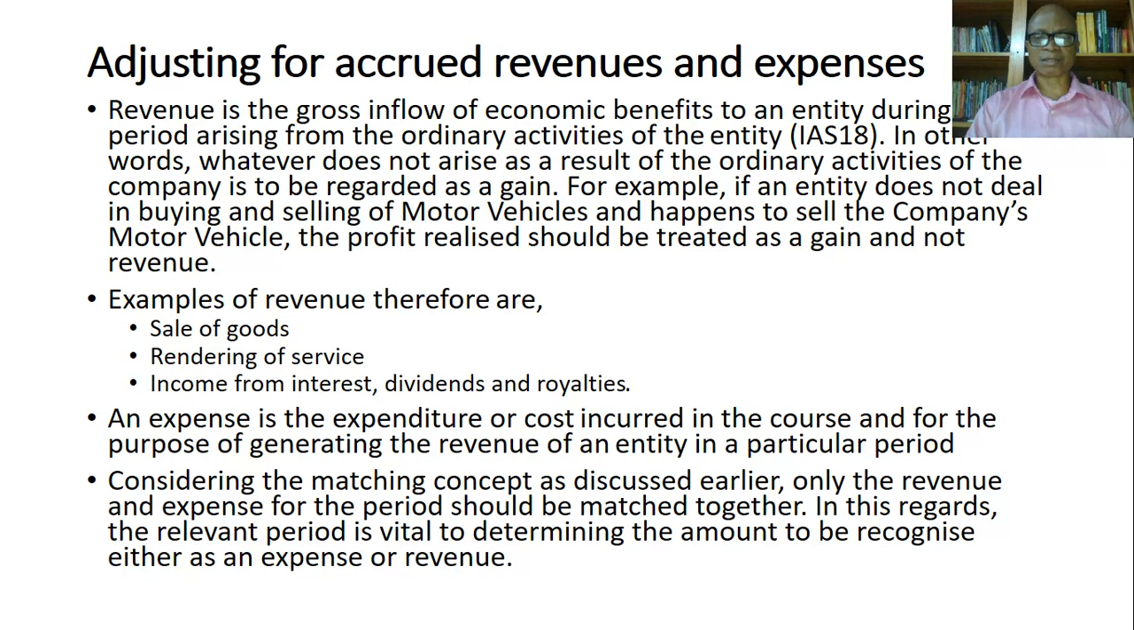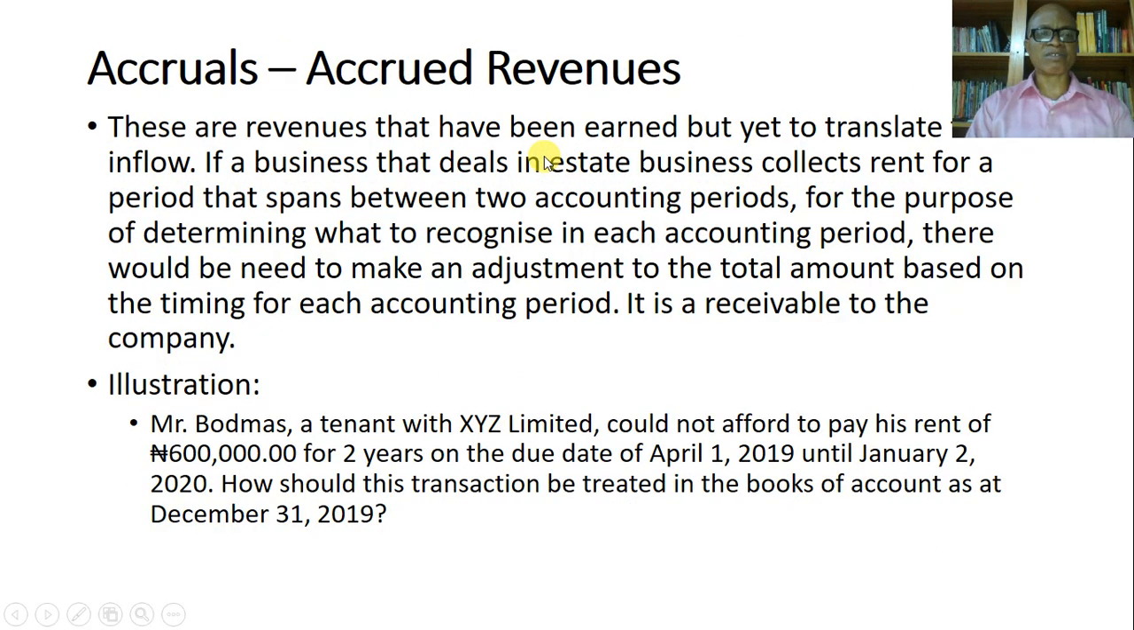According to matching concept, these two elements are combined together in order for the profitability of the company to be known for a particular or given period. Now let's talk about adjustment for accruals. So we're looking at accruals now. You have two, like I said, accrued revenues and accrued expenses.